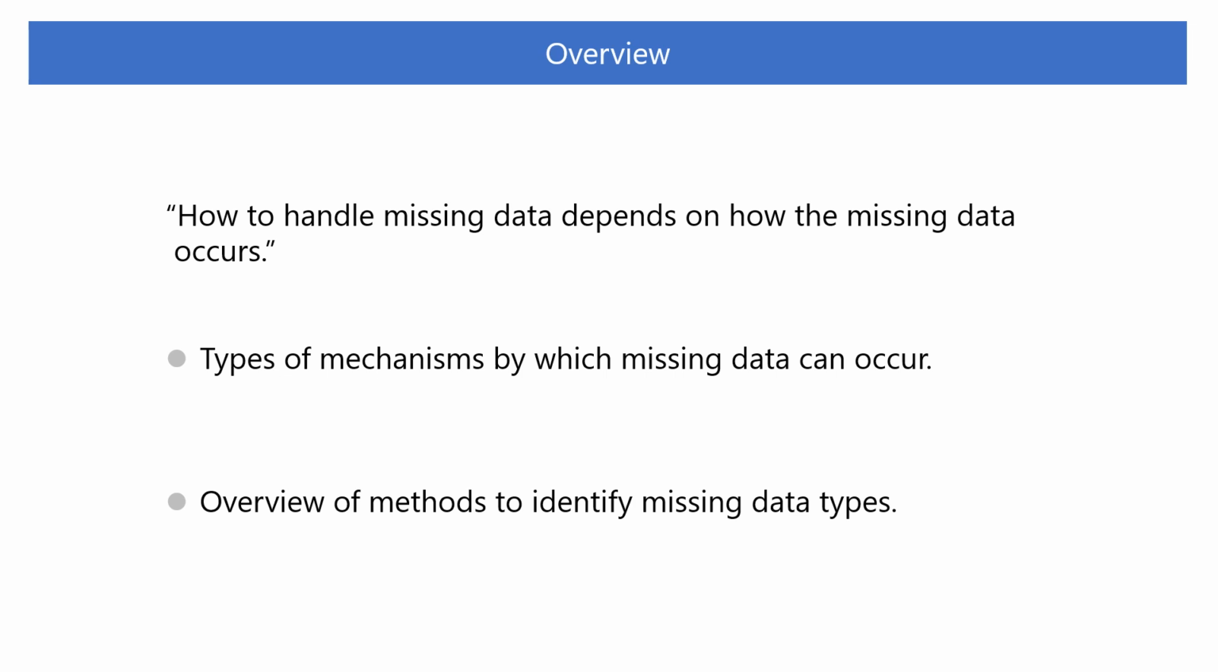Handling missing data is an important step in data cleaning. If missing data is not handled properly, it can lead to bias, reduce the efficiency of algorithms, and lead to incorrect conclusions. This section details the types of mechanisms by which missing data can occur.